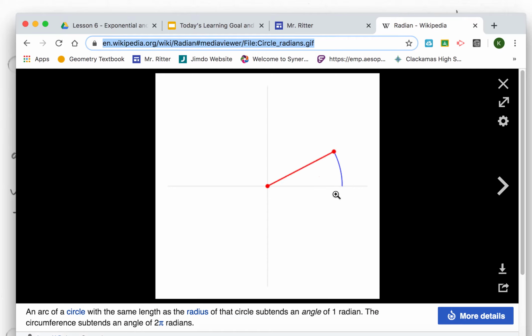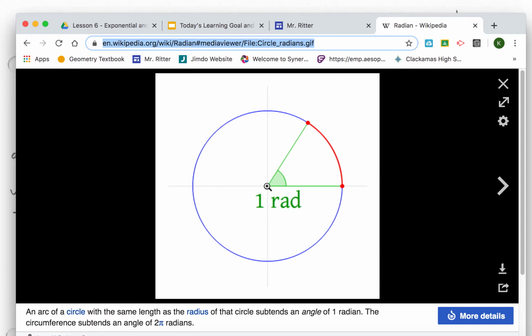If I have a circle with a given radius, and I take that radius length and I just lay it along the arc, so this arc length is the length of the radius, well, that angle that's created is called a radian measure. It's equivalent to 1 radian. And if you break up your circle into groups of radians, we see that a half circle is a little bit more than 3 radians. It's actually pi radians. And if a half circle is pi radians, then a full circle is 2 pi radians.